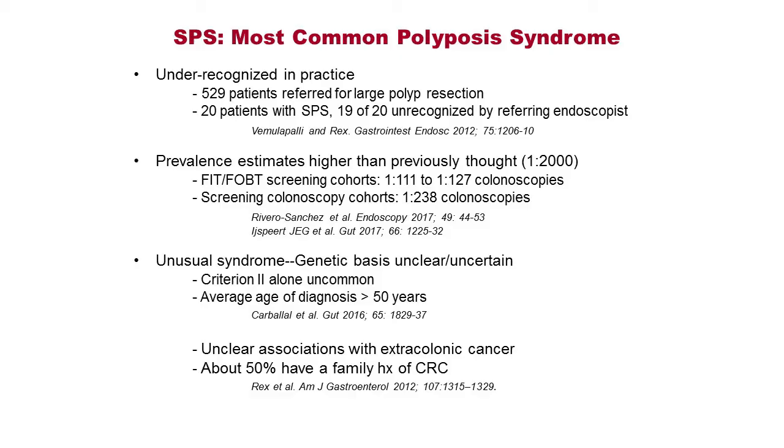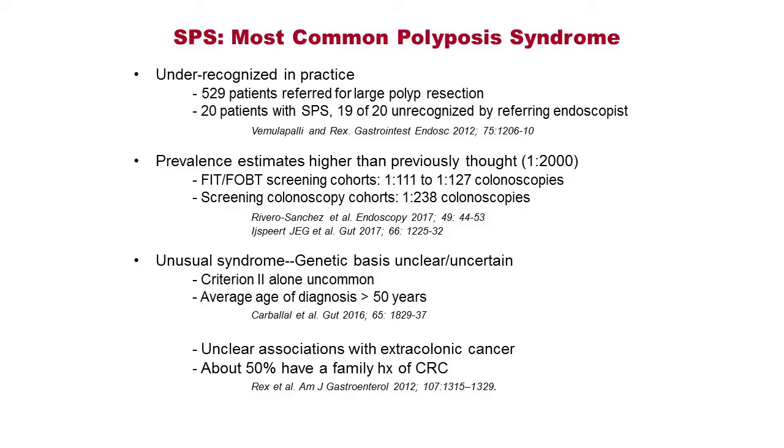As I said, the genetic basis is unclear. It really is an unusual syndrome. You see signals that it has a genetic component and others that go really against it. What goes against it is that criterion number 2, remember that's the one where you diagnose it based on family history. Diagnosing serrated polyposis syndrome based on that criterion alone is actually not that common of a situation. Typically, it's the other 2 criteria that lead to the diagnosis.